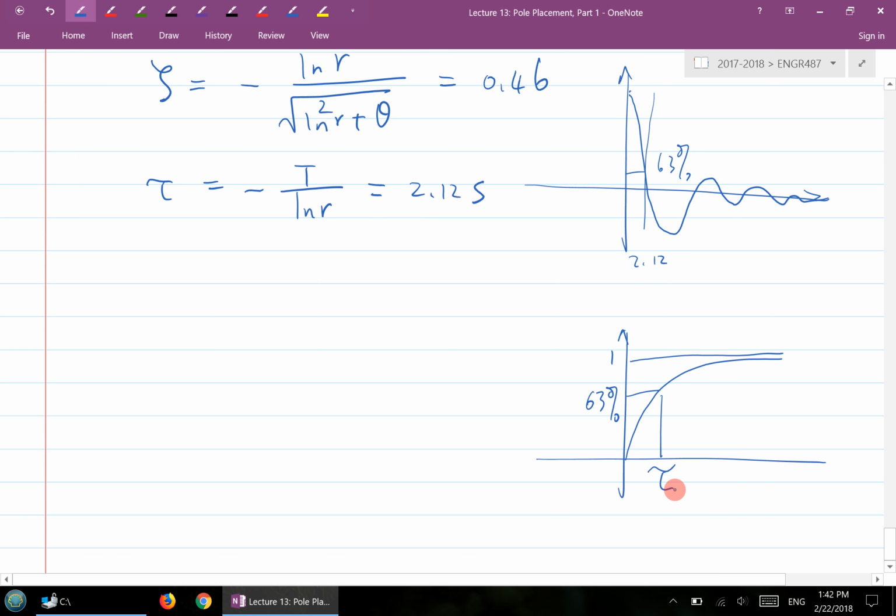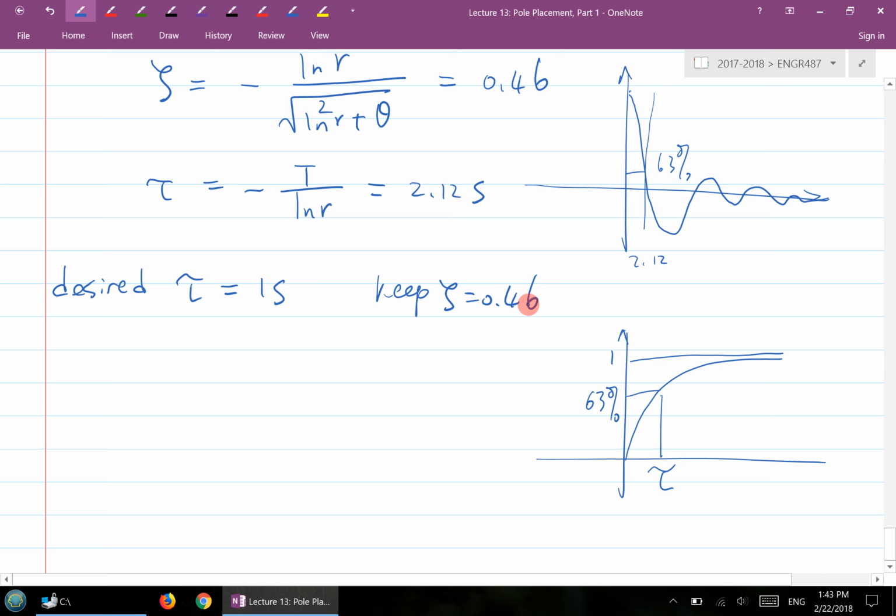Good. So now the question comes: when you look at the results here, you say, I don't think I'm very satisfied with this, and let's say what I really want is for my desired tau to be 1 second. So I want it to be faster. I don't mind the oscillation there. So I want this tau to be 1 second, and I will keep this one to be 0.46. If that's the case, then what will be the K1 and K2 for the feedback gain?